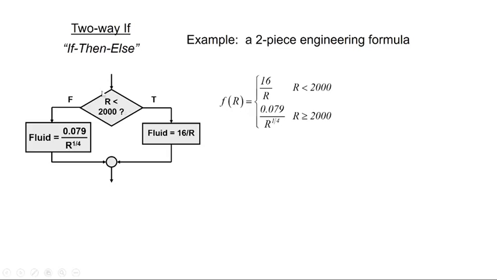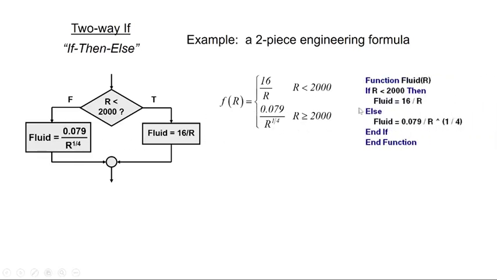We can draw just the quick flow diagram element for this. We come into this, we have a conditional: is R less than 2,000? If that's true, then we're going to calculate the output of the function. In this case, it's 16 divided by the Reynolds number. Otherwise, if that's false, if it's not less than 2,000, then it's greater than or equal to 2,000, then we calculate the friction factor using this other piece of the function.